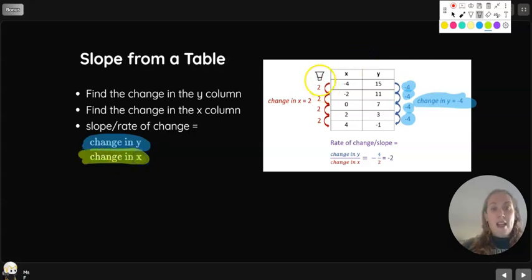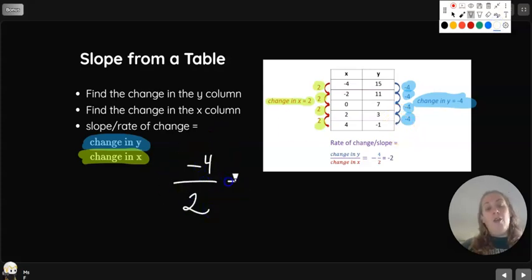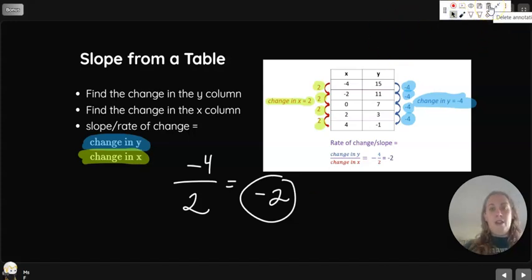And the change in x on the other side, we see from the table, those are going up by 2 each time. So they just wrote this fraction as, okay, we went down 4 and over 2. -4 divided by 2 is -2 as our final slope. Let's go to the next one.